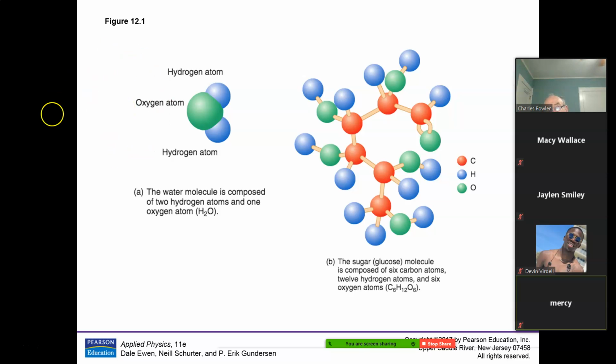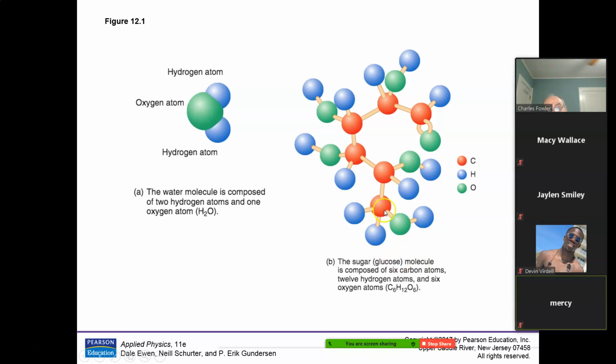So there is an example of one molecule of water made up of 3 atoms, 2 of them are the same and 1 of them is different, okay? Here is the simplest sugar molecule you'll ever find. It's called glucose. Now, it's very similar to fructose and sucrose, okay? They just have a little bit different arrangements, but they're made the same.